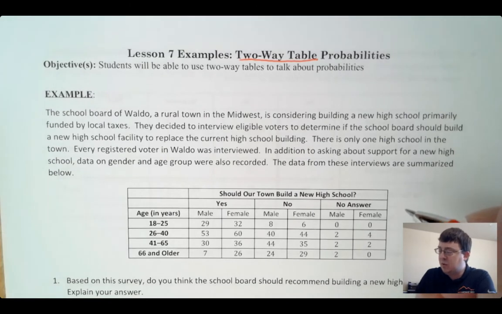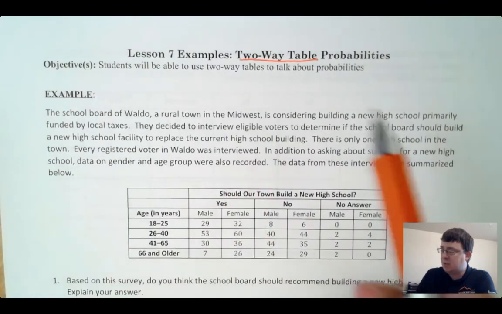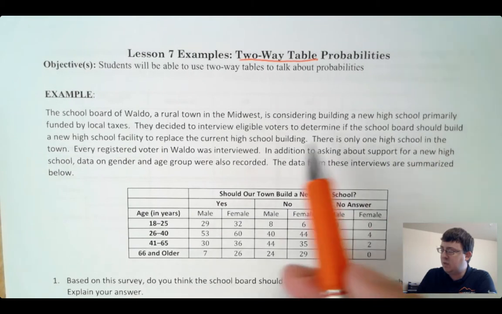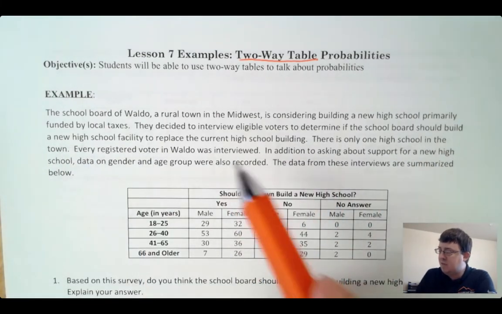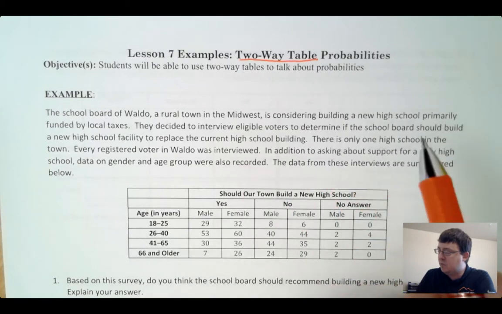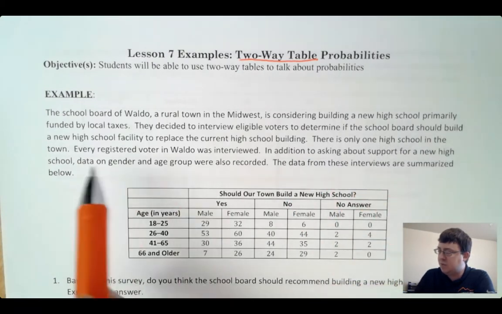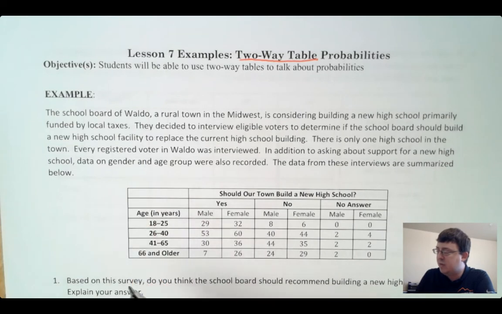The school board of Waldo, a rural town in the Midwest, is considering building a new high school, primarily funded by local taxes. They decided to interview eligible voters to determine if the school board should build a new high school facility to replace the current high school building. There's only one high school in the town. Every registered voter in Waldo was interviewed. In addition to asking for support for the new high school, data on gender and age group were also recorded. The data from these interviews are summarized below.